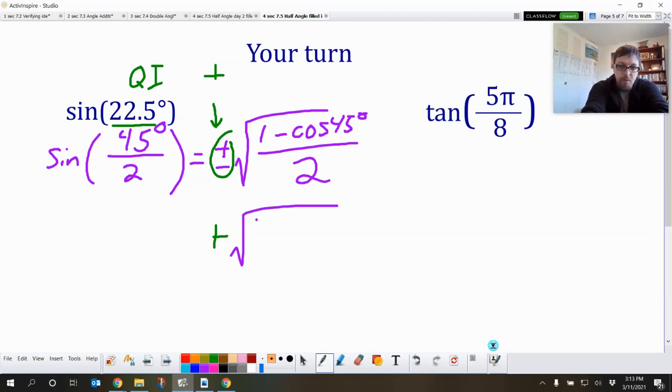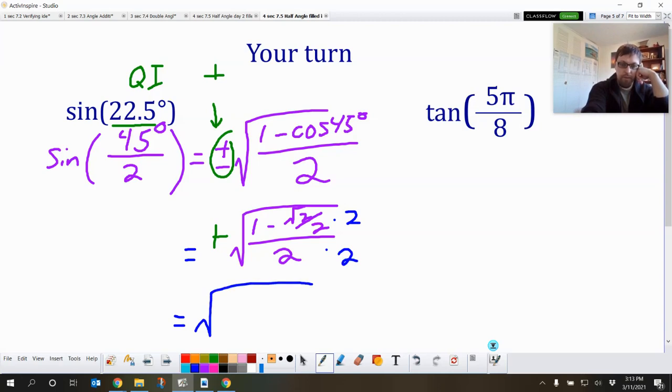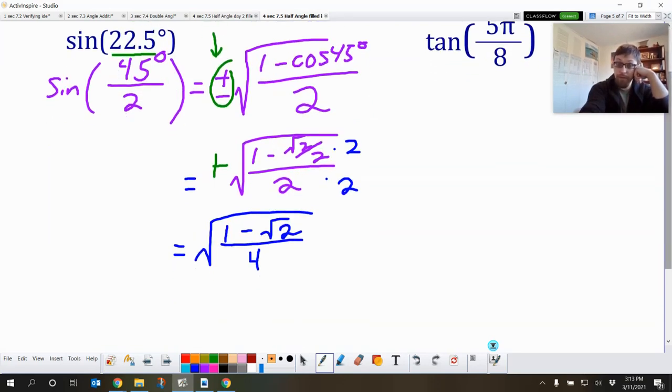So we get positive square root of 1 minus the cosine of 45 degrees. I can do that. That's the cosine of pi over 4. That's the square root of 2 over 2. This is all over 2. And then I say, hey, I don't want that fraction inside of my fraction. So I'm going to multiply top and bottom by 2. We get the square root of 1 minus the square root of 2 over 4. I can square root that numerator and denominator. So I get the square root of 1 minus the square root of 2 all over 2.